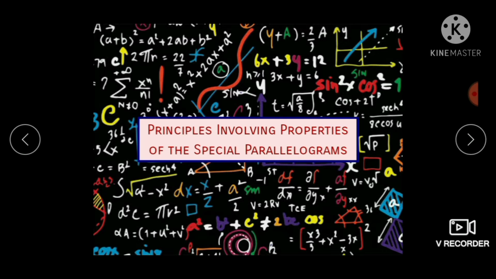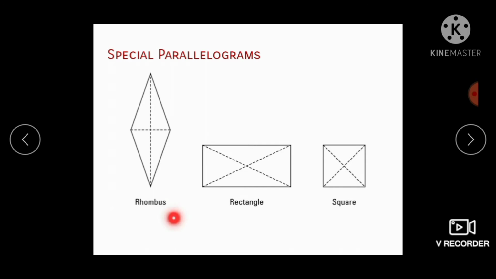Hello everyone, for this video I will discuss the principles involving properties of the special parallelogram. Before we proceed to the principles, these are the special parallelograms. Special parallelograms are rhombus, rectangle, and square. Let's proceed to principle 1.